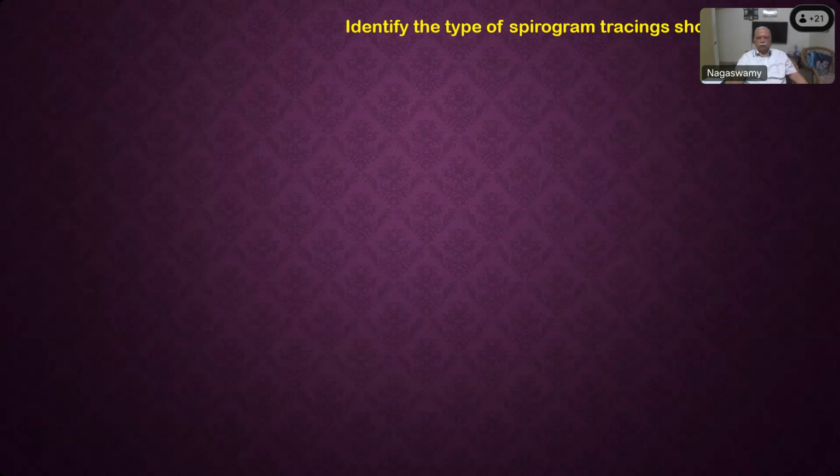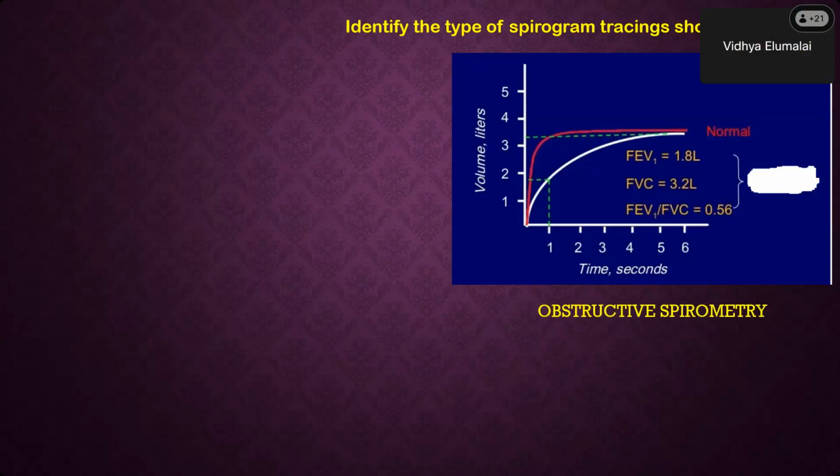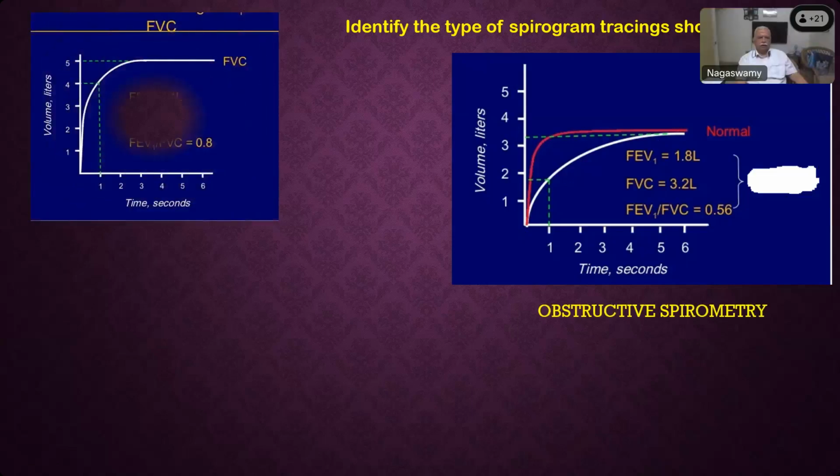Now some spirogram tracings are shown here. So identify this. This is the normal one. Is this a normal one or abnormal one? The red line here shows the normal curve, and the white line shows the patient's curve. Abnormal, sir. So what type of abnormality is there? FEV1 by FVC is only 56% of expected, so it is obstructive lung disease. Excellent. So that is the answer for that.